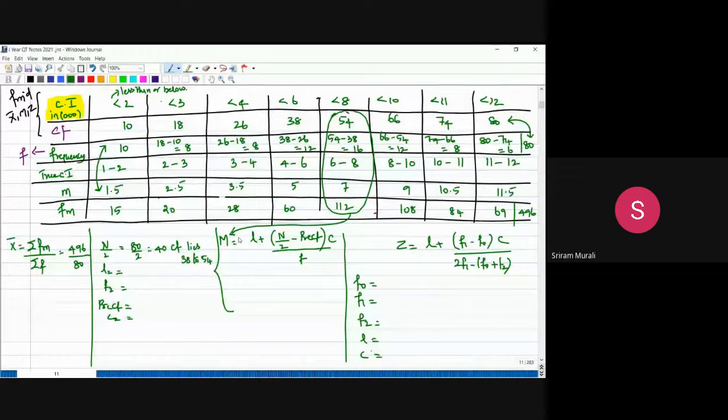What is the lower limit, L, F, C, and the preceding value in the CF? The lower limit is 6. The frequency is 16. The preceding value in the CF is 38. What is the length of the class interval? Have you understood?